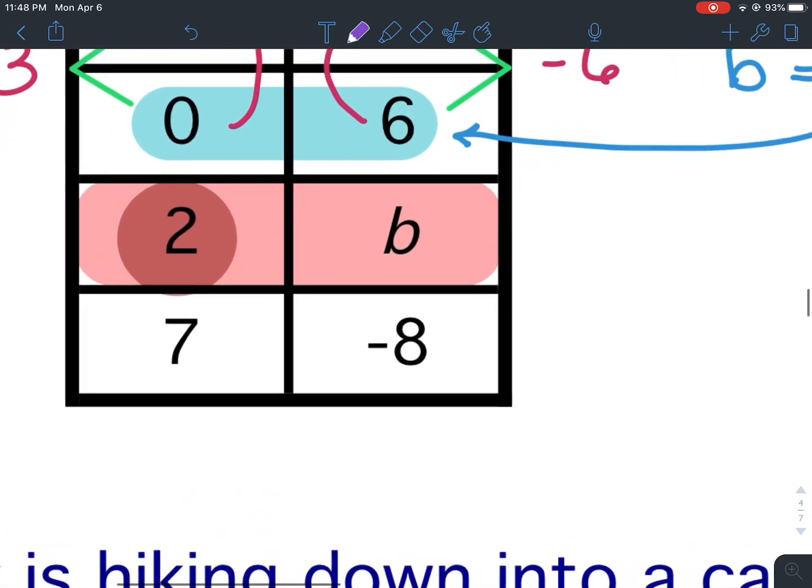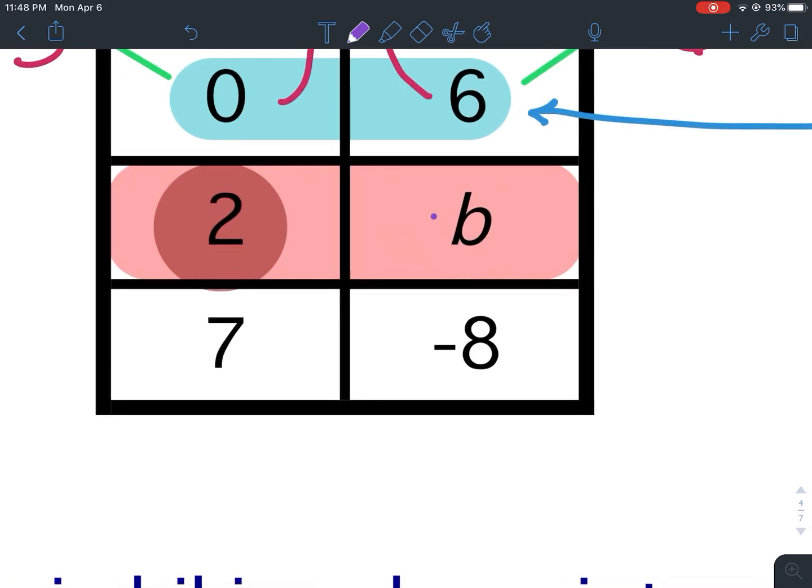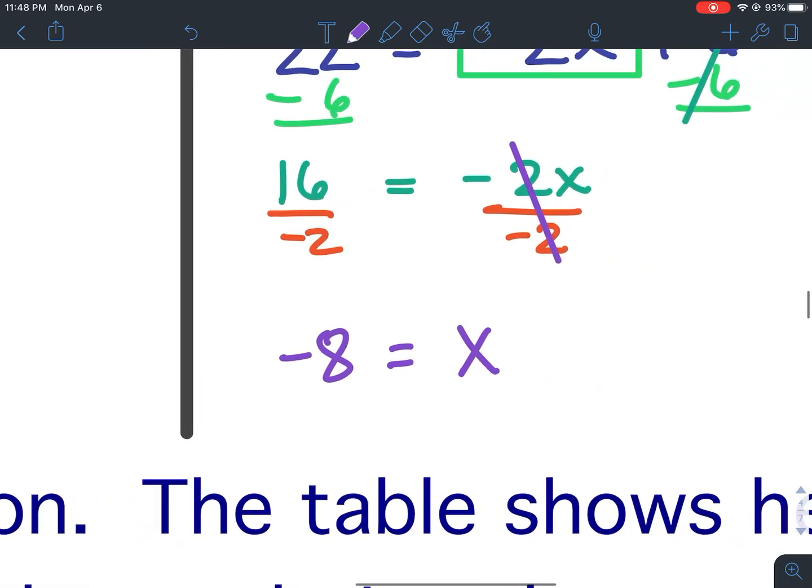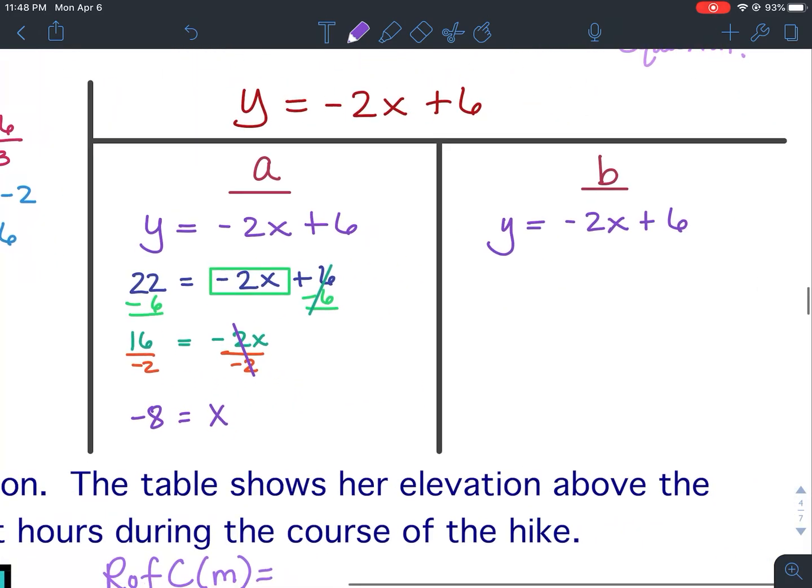To find b, what do I know? I know that x is 2. So in order to find b, I'm going to take 2 and plug it in for the x, substitute it in for the x. So I go to my equation over here.